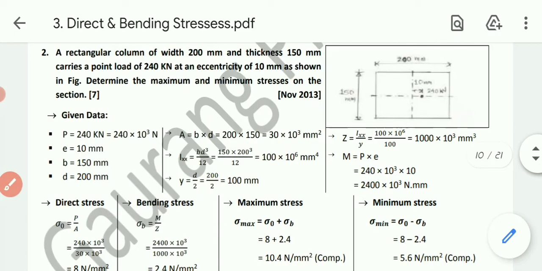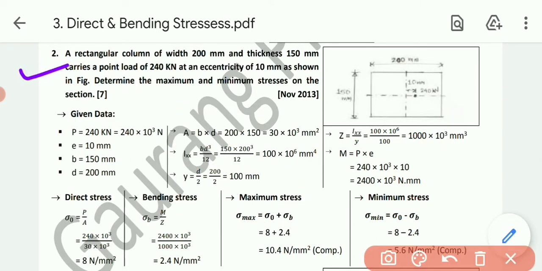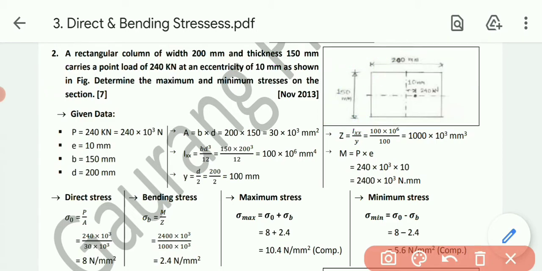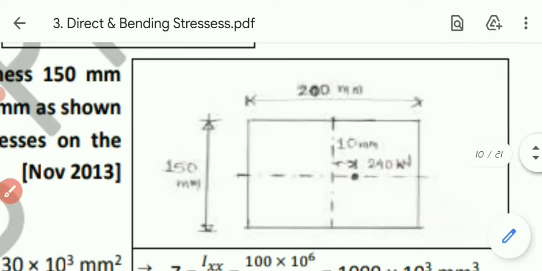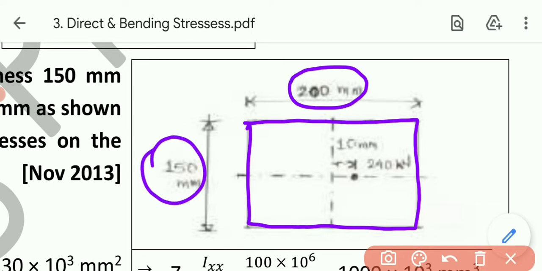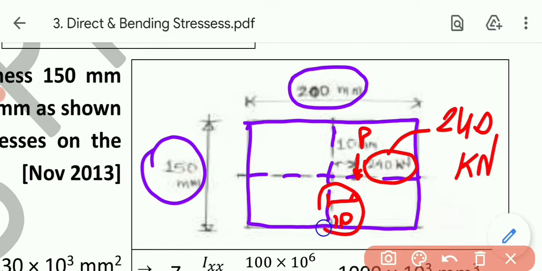Example number 2. A rectangle column of the width 200 mm and thickness 150 mm carries a point load of 240 kilonewton at an eccentricity of 10 mm as shown in the figure. This is our figure which is given to us. Rectangle section 200 cross 150 mm. These are its longitudinal axes. The force P is acting over here at a distance of 10 mm, and the force is 240 kilonewton. This will be our eccentricity Ex, or we can say 10 mm.